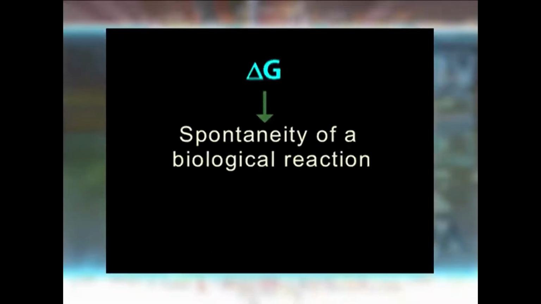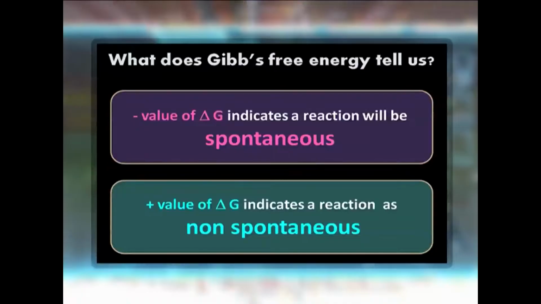Now this value of delta G for any biological reaction is of extreme importance. What does the value of delta G tell us? The spontaneity of a biological reaction. It tells us whether a reaction is spontaneous to happen in nature or it needs some extraneous help. If the value of delta G comes negative, then the reaction will be spontaneous thermodynamically, and if the value of delta G is positive, then the reaction is non-spontaneous.